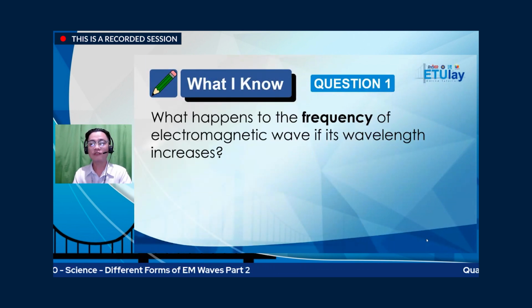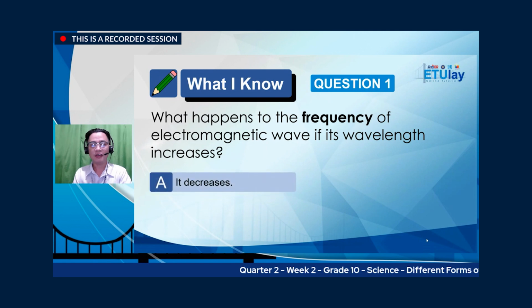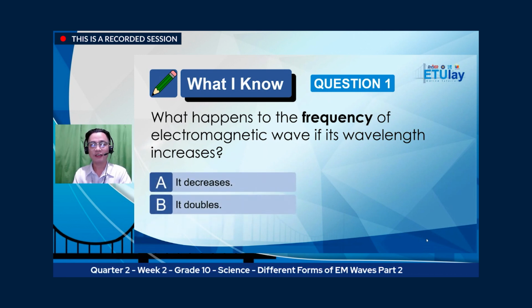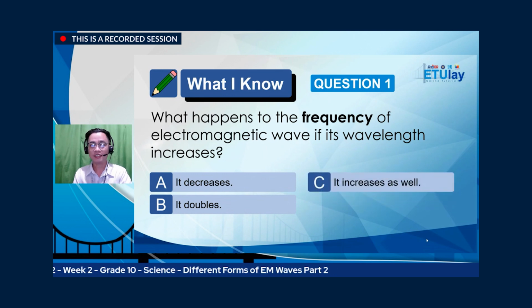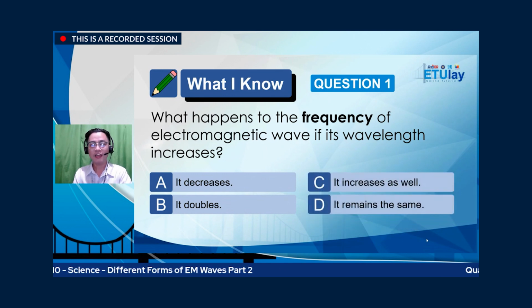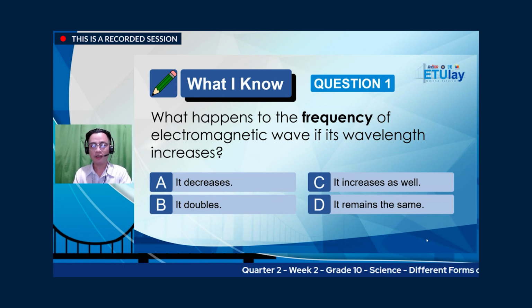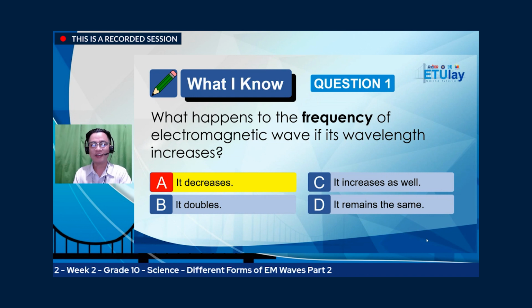What happens to the frequency of an electromagnetic wave if its wavelength increases? A, it decreases. B, it doubles. C, it increases as well. Or D, it remains the same. I will count 5, 4, 3, 2, and 1. Kung ang sagot mo ay letter A, it decreases, ikaw ay mahusay. Let's proceed to question number 2.